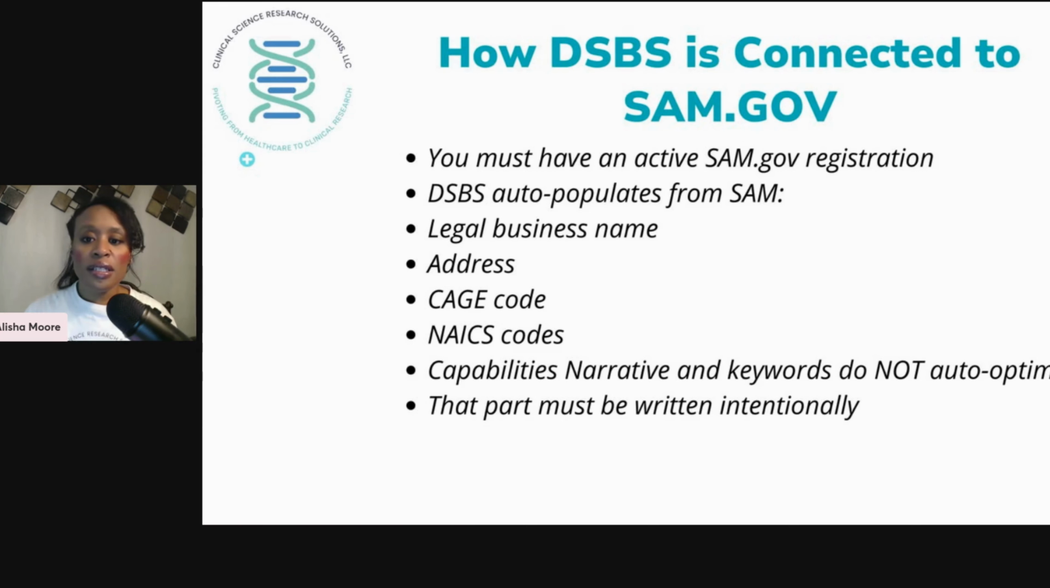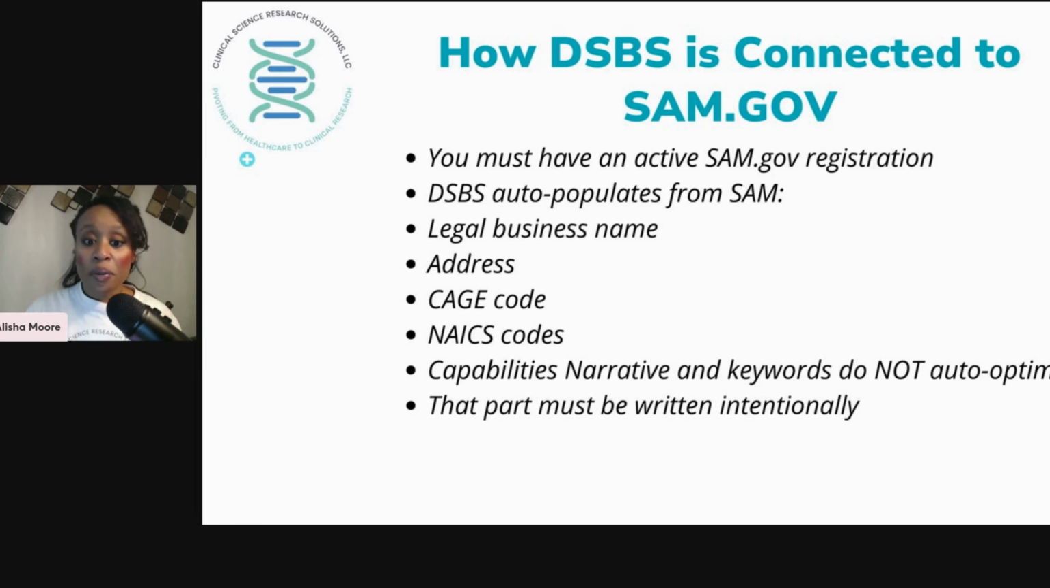Okay, so how is it connected to SAM.gov? Well, first of all, you must have a registered legit business in SAM.gov. Once it's registered, there's actually a little green light, or a little bubble, if you will, right at the top of your business page in SAM.gov that will say it's registered. So DSBS will auto-populate from SAM.gov.